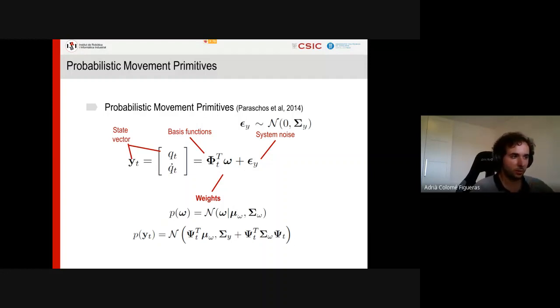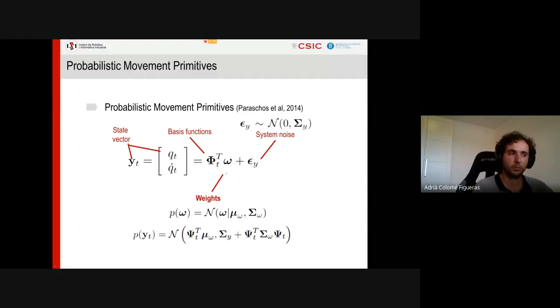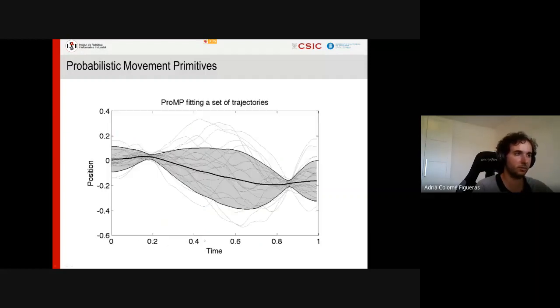So basically, with these weights, you can compute this weight vector for every trajectory that you teach. Every trajectory is computed with the same kernels, giving an omega k for each one, so omega one, omega two, up to omega n, with n the number of trajectories. You can build a probability distribution with a mean and covariance. The good thing is that this probability distribution over the weights is mapped into the probability distribution of the state of the robot. So with the kernels and the distribution of the weights, you can recover all this information.